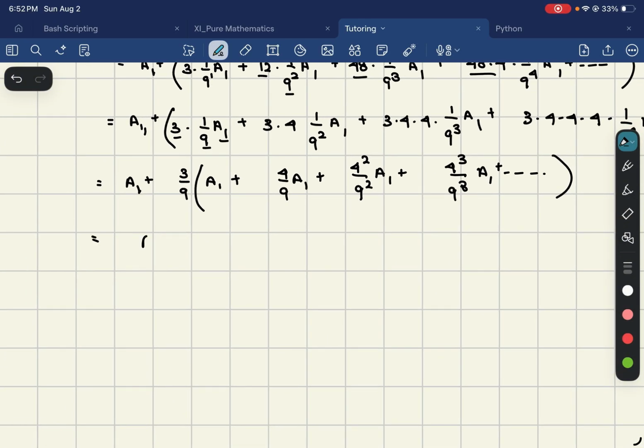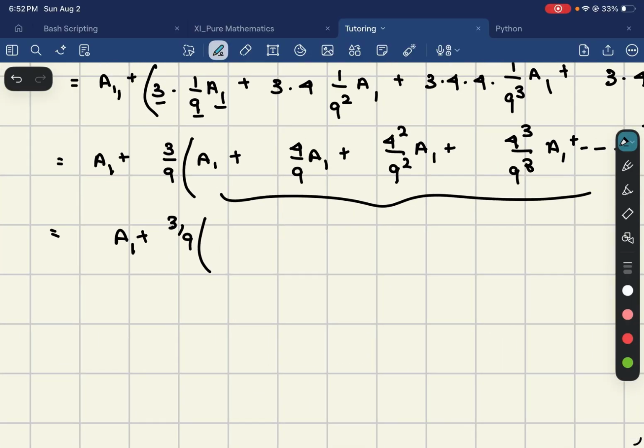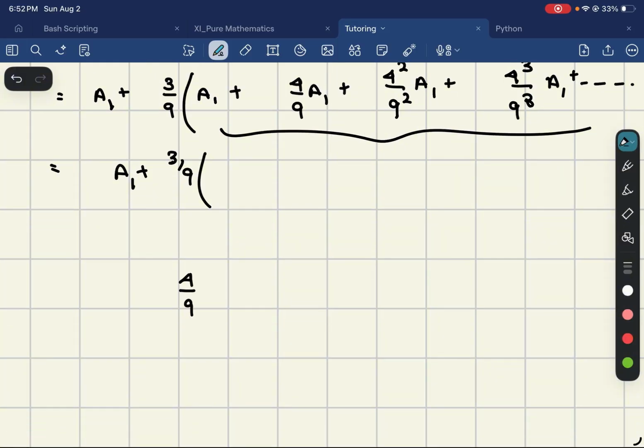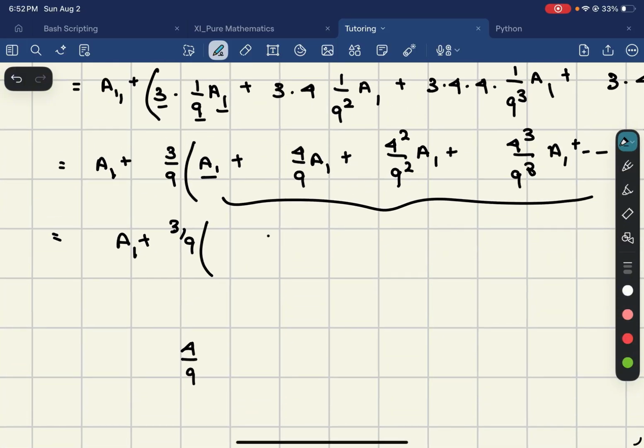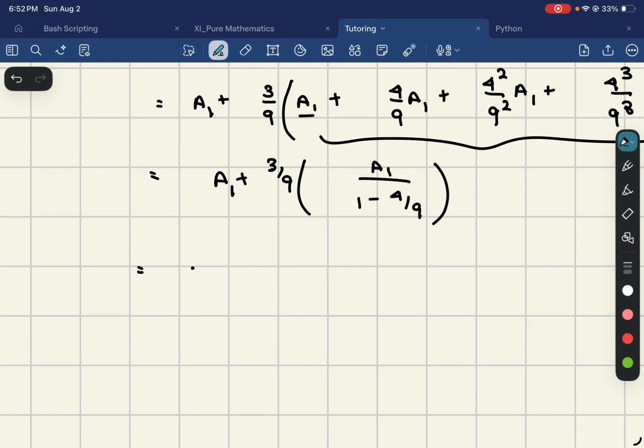And now I know how to get the sum here. What is the sum going to be? Well, the common ratio is 4 over 9. What is my first term? a1 divided by 1 minus 4 over 9, right? 1 minus r. So now I know, because we're continuing up until infinity, I can calculate this. So it's going to be a1 plus 3 over 9, which is just 1 over 3. Sorry, I'm going to write it as 3 over 9.